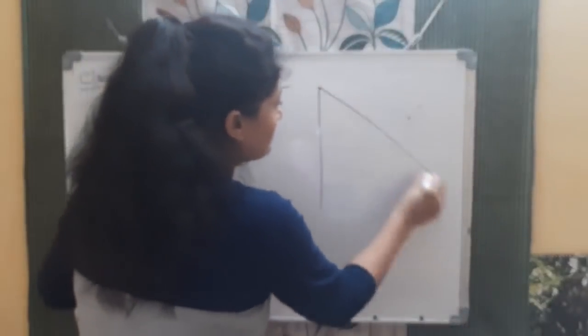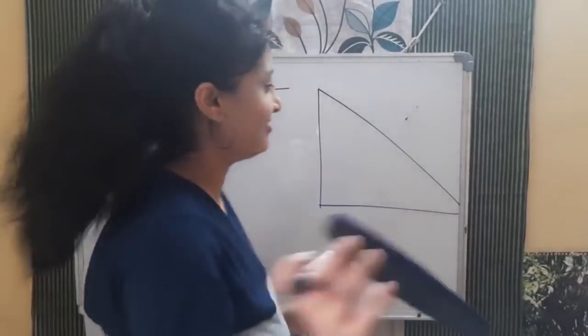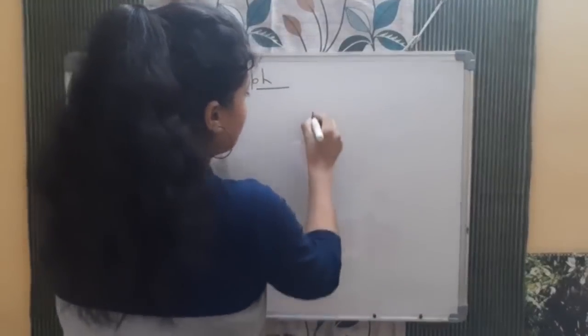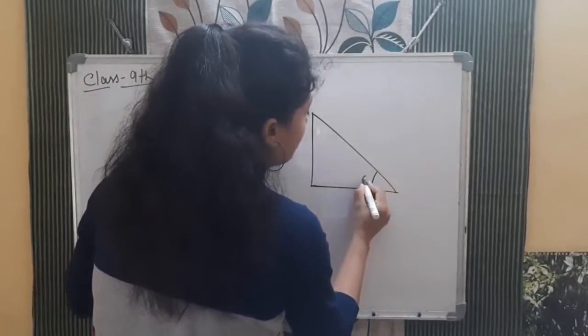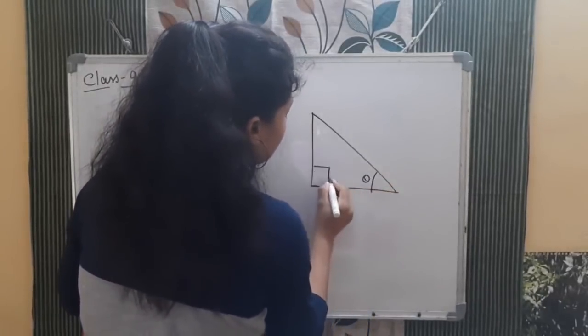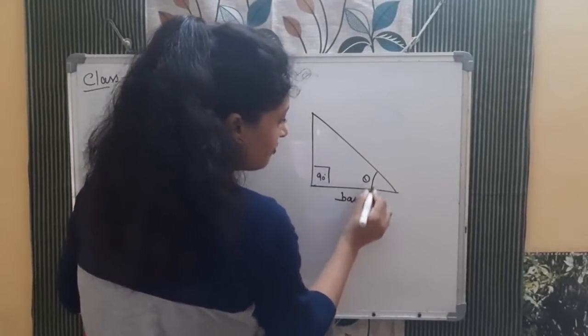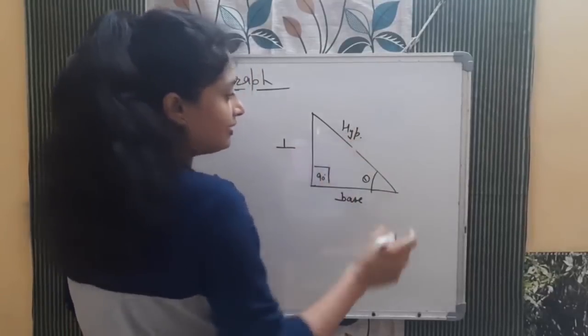See, if there is a triangle like this, okay, just wait. This is a triangle like this. If this is a right angle triangle, and this angle is theta, this angle is 90 degrees. So this is what? Base. In front of theta, this is perpendicular and this is hypotenuse. So there are three ratios.